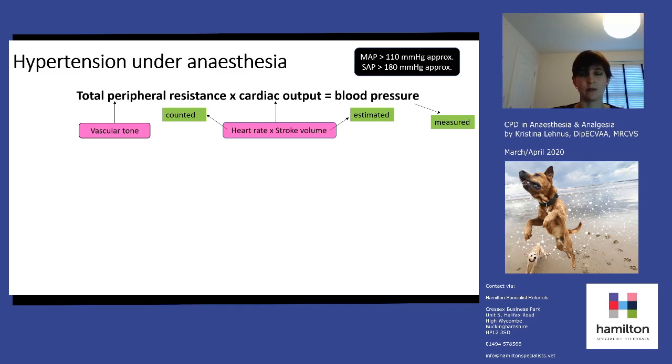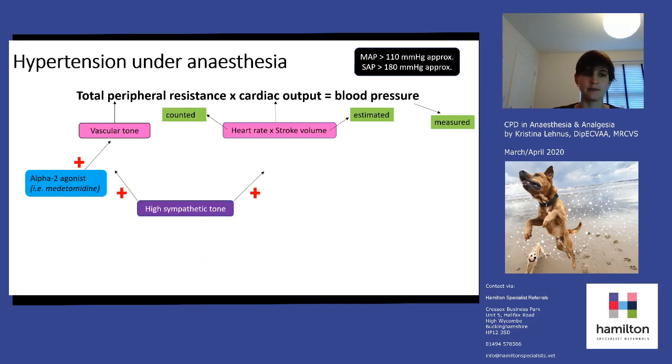And the answer is, it's probably more important to recognize the trends. So if you use an alpha-2 agonist, such as medetomidine, that will increase your vascular tone, which will increase peripheral resistance and therefore blood pressure. But medetomidine can also cause a baroreceptor reflex, which then results in a drop in heart rate and therefore a drop in cardiac output. So just because it affects one part of the equation doesn't mean it doesn't affect the other parts in addition to having a knock-on effect on blood pressure. So it's just worth bearing in mind.